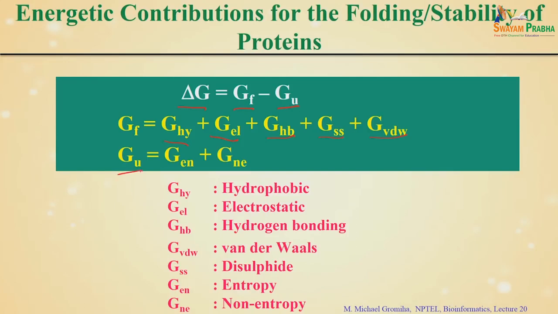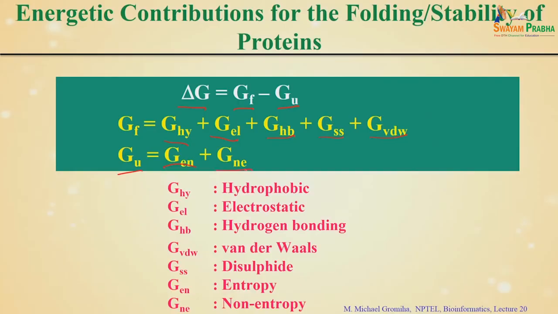When we take the unfolded state, what is the major contribution? Entropy, right? We can see the entropy contribution. And if you compare the folded and unfolded state, the unfolded state is not completely random. There may be some interactions present which are available in the folded state. This is what we call the non-entropic term. For example, if you have some hydrogen bonds which are present in the unfolded state, for this we use the non-entropic term.